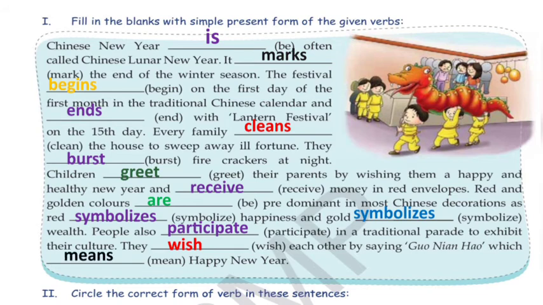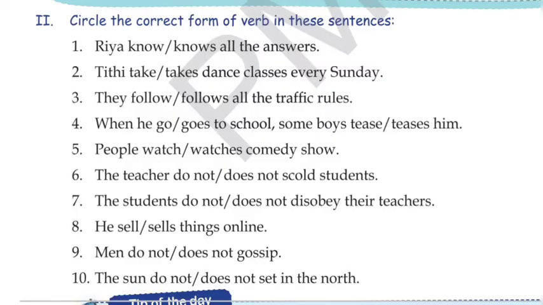So babies, now let's move to the next question. That is question 2, which says circle the correct form of the verb in these sentences. So let's start with number 1. Ria know or knows all the answers. Now Ria is singular, so it should be knows. Then number 2, Tithi take or takes. So Tithi is singular, so it should be takes.